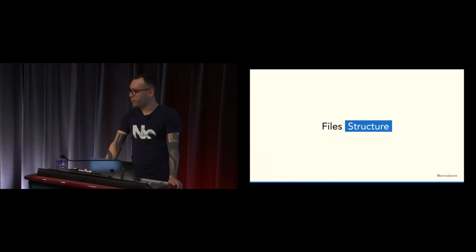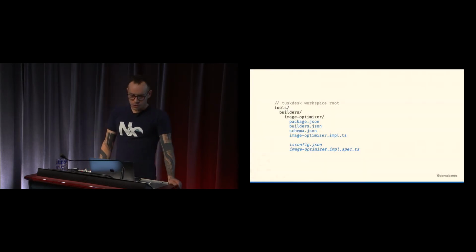Let's start by creating some files. First, we are inside the root of the project. For the Thursdays workspace, I created a bunch of folders: tools, builders, and the name of my custom builder. I create the package.json, which handles the dependencies that my builder will need, for example, our image processing library. Then we have the builders.json file that declares all the available builders for that specific package. One package can have multiple builders.